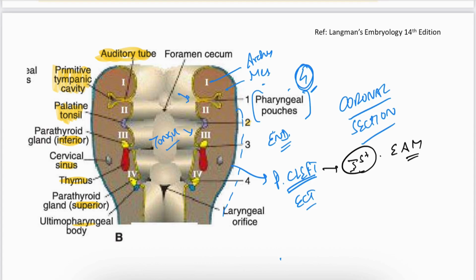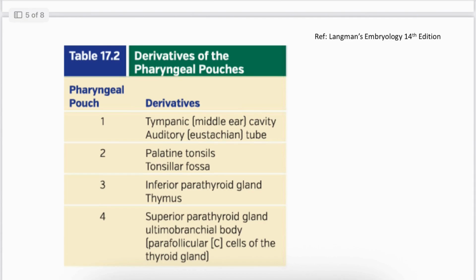So I repeat again, it's a coronal section. We are looking at the derivatives of pouches. We'll see in the tabular form also over here. Again, all the references are taken from Langman, so you can totally rely on it.